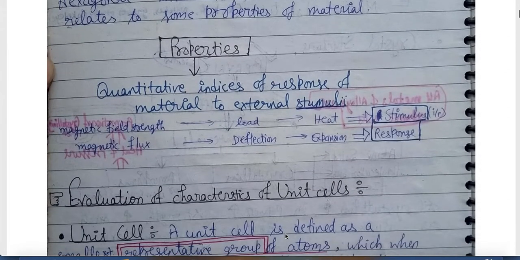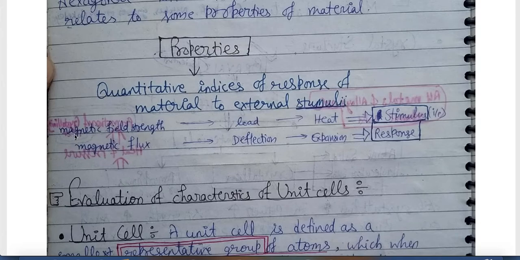Okay, and how will you define a property? Property is basically a quantitative index of the response of a material to external stimuli. Many times it has been asked in various university exams how you can define properties. So property is basically any quantitative index of the response of a material to external stimuli. So this will be called properties.